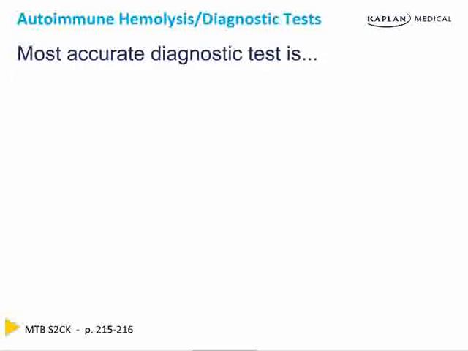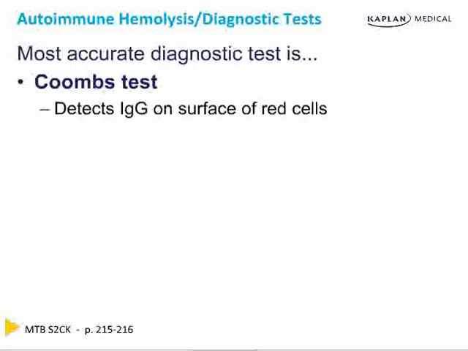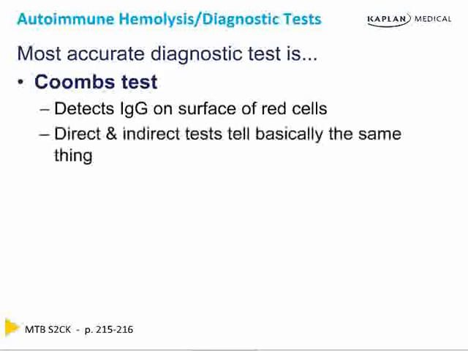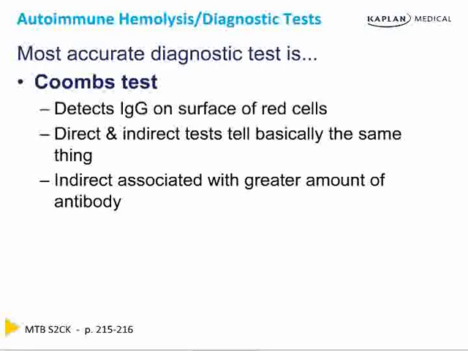The most accurate test is Coombs test, which detects IgG on the surface of those red cells. And the direct and indirect tests basically tell you the same thing. The indirect is associated with greater amount of antibody because indirect basically means that there's so much antibody, there's some left circulating around in plasma that can adhere to new cells thrown into the mix. But Coombs test is basically a test of seeing whether the cells agglutinate with IgGs on their surface. It's the most accurate test for autoimmune hemolysis with IgG, not the IgMs, but the IgG.